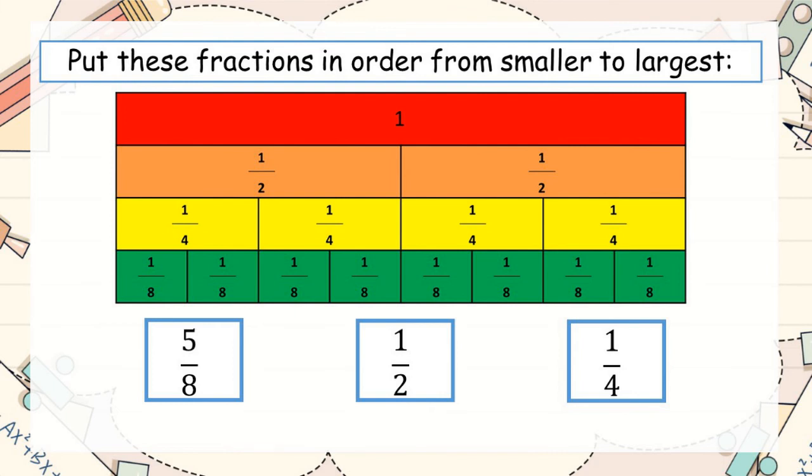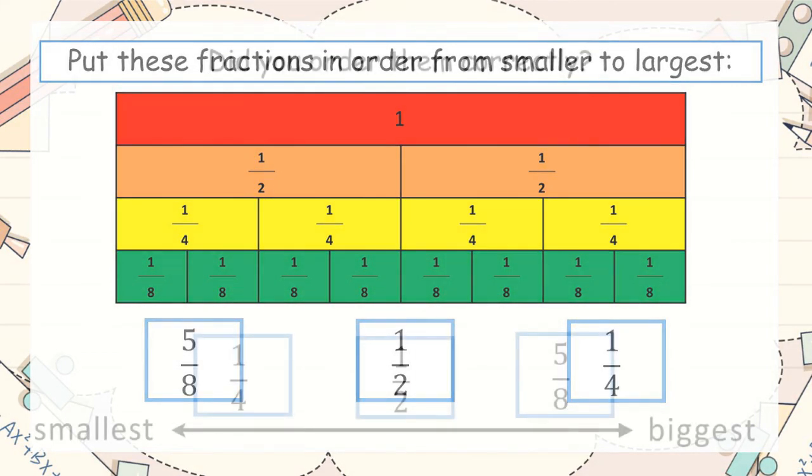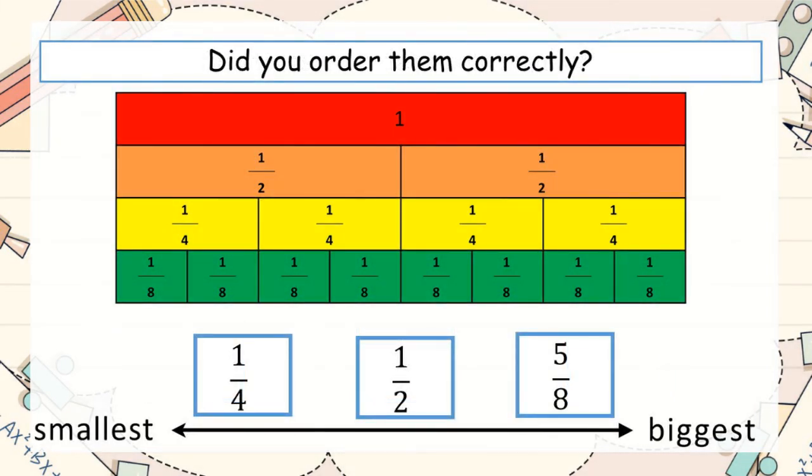Well, how did you get on with that one? This is the correct order of the fractions. 1/4 is smallest, 1/2 is next, and 5/8 is the biggest fraction out of all of them. Did you get that? Let's try another one.